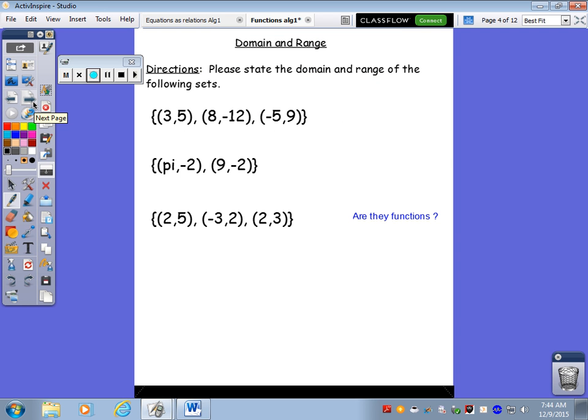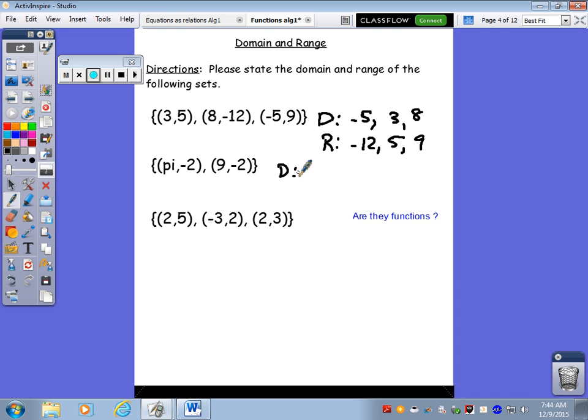So the domain and range of each of the following sets. Remember, domain is your x values, and they need to be in order from least to greatest. That's my domain. My range is 5, -12, and 9. Oops, I made a mistake there. The -12 is in the range, not the domain. So let's do this again. So it's going to be -5, 3, and 8. The range, that's the y values, is -12, 5, and 9.